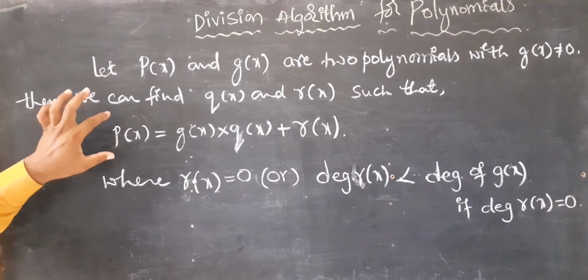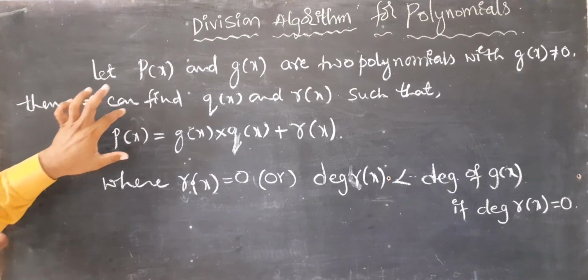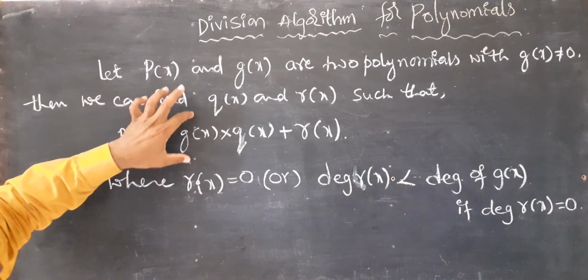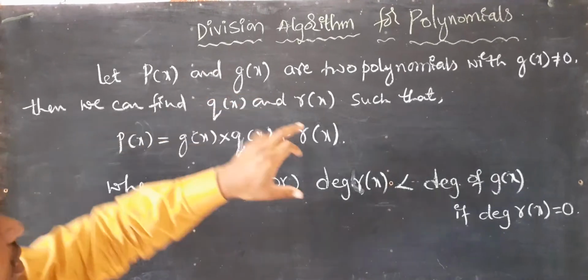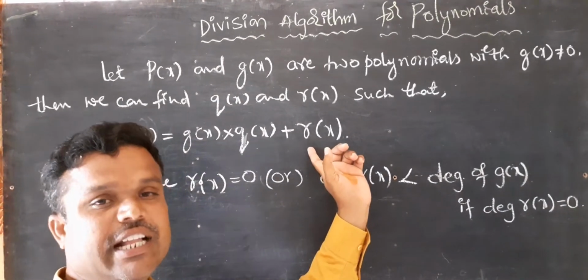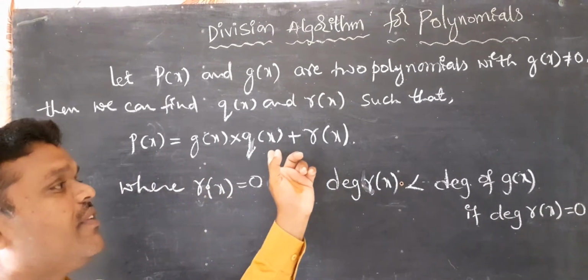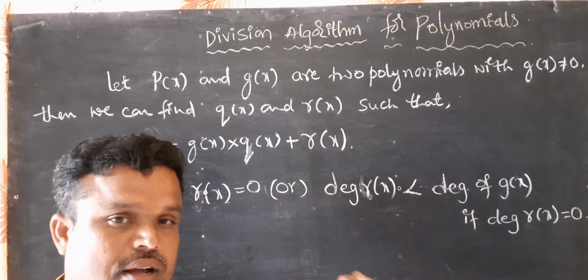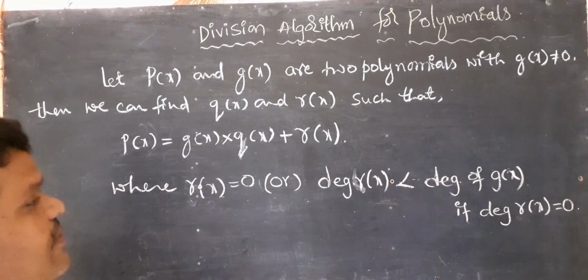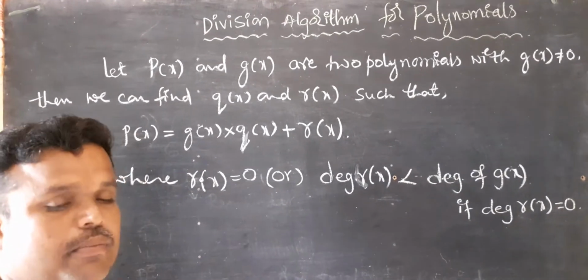Here in this p of x is called dividend, g of x is called a divisor, q of x is a quotient, and r of x is the remainder. So p of x, g of x, q of x, r of x all are polynomials. So the division algorithm is applied for the polynomials.